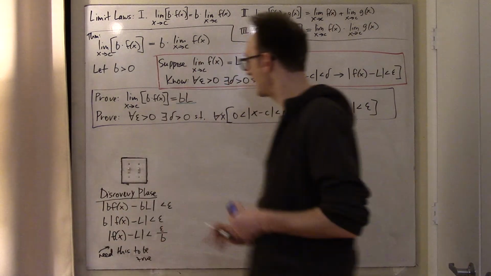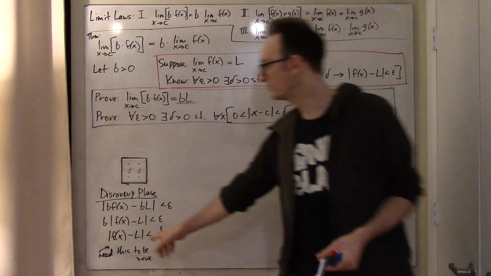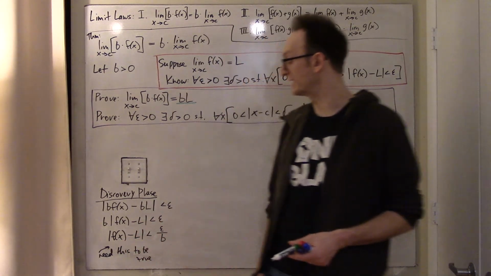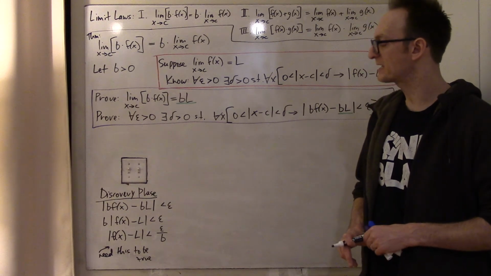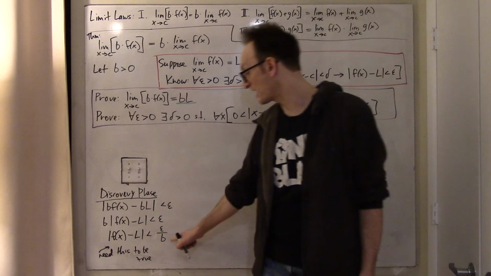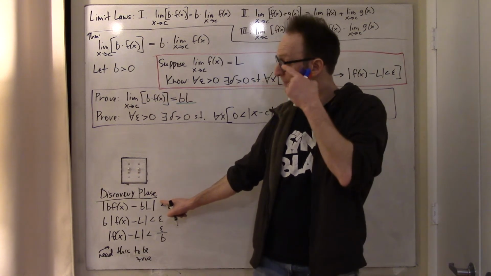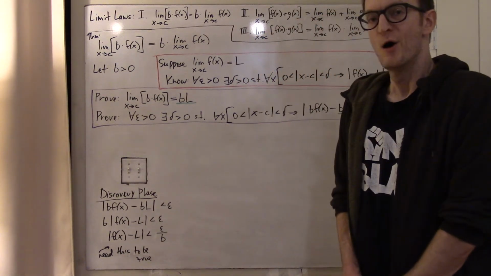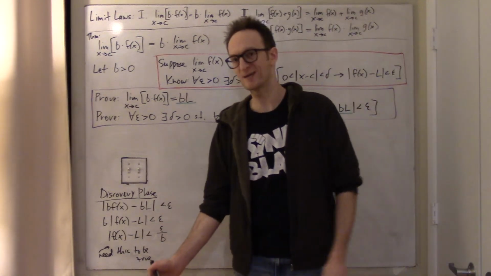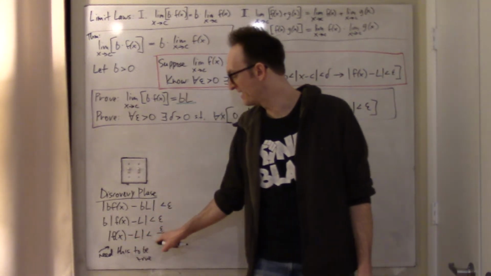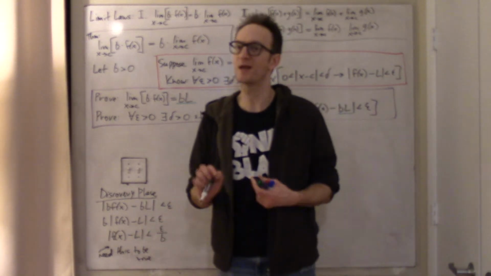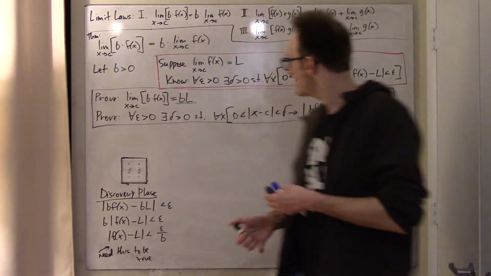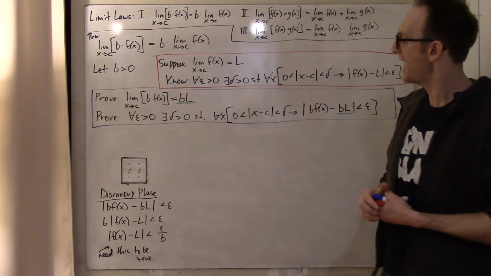So I need it to be the case that the gap between f and l is less than epsilon over b. If I can somehow make the gap between f and l less than epsilon over b, then that will show that the gap between my bf of x function and bl is less than epsilon. Well, of course I can make the gap between f and l less than epsilon over b. I can make the gap between f and l less than anything I want. That is built into this knowledge that I have in the red box.